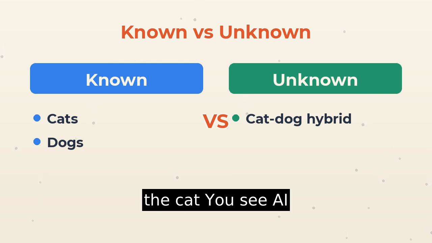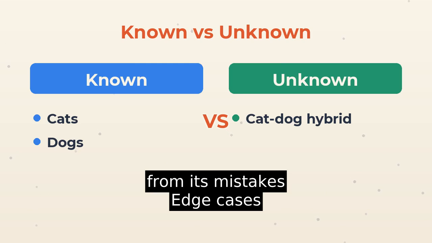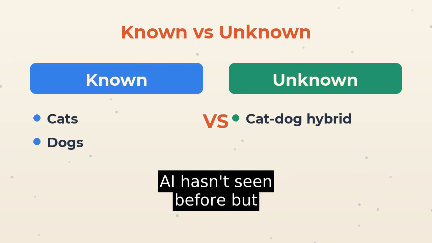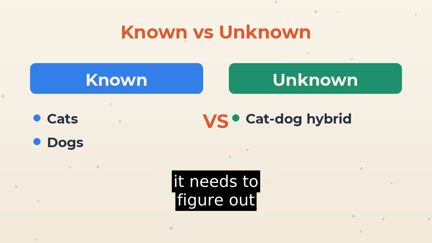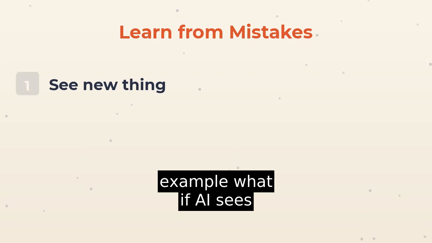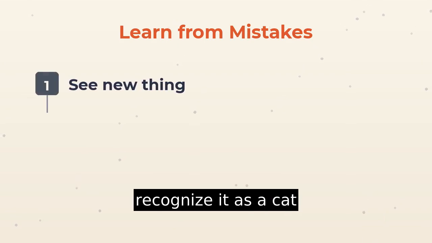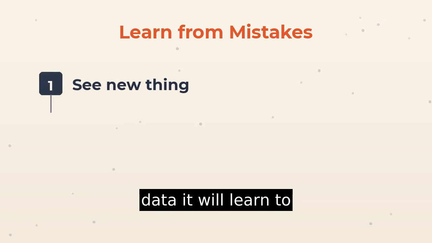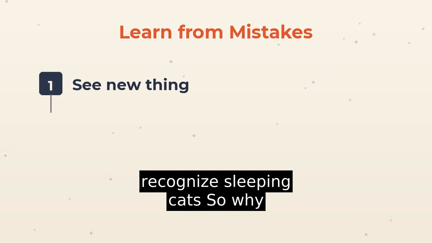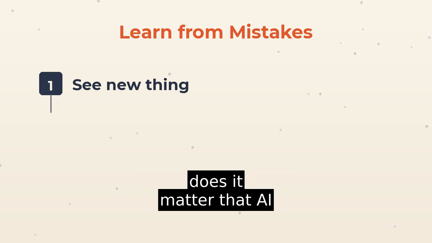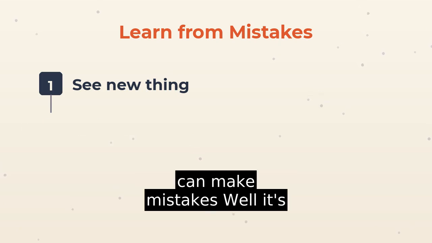You see, AI uses edge cases to learn from its mistakes. Edge cases are like special situations that AI hasn't seen before, but it needs to figure out how to handle them. For example, what if AI sees a picture of a cat that's sleeping? It might not recognize it as a cat at first, but with more data, it will learn to recognize sleeping cats.